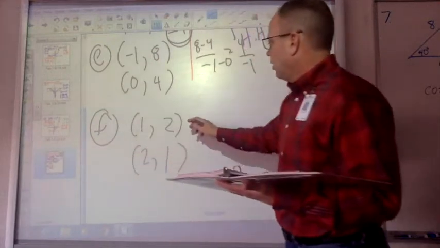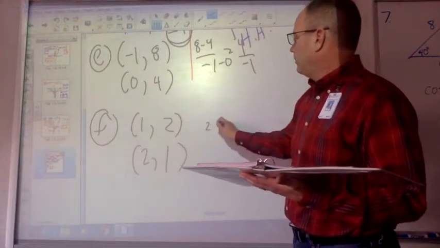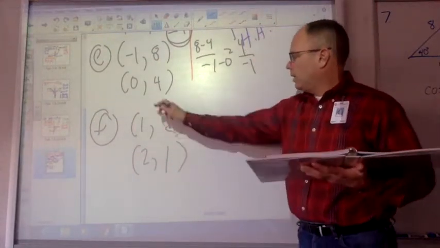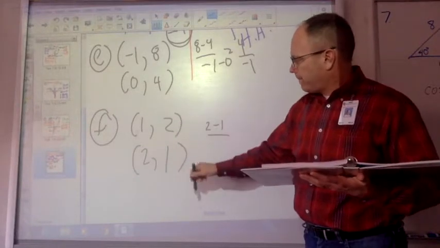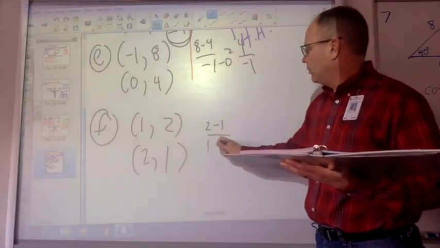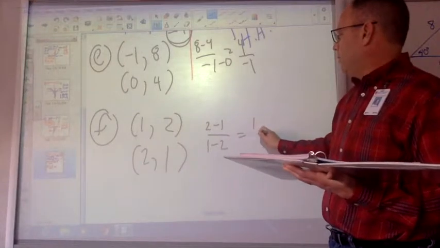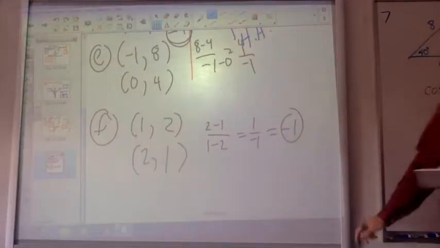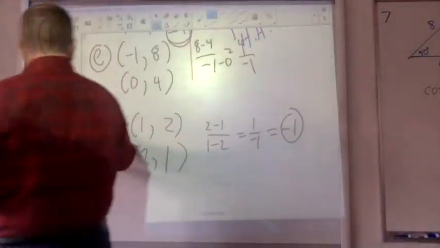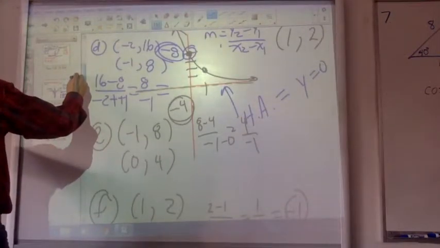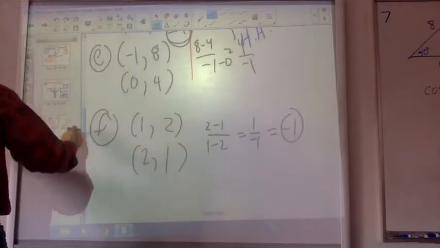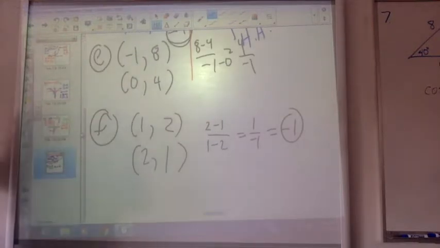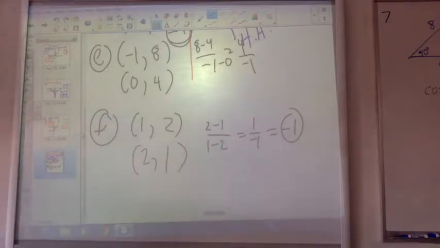Okay, let's find the slope here. 2 minus 1 over 1 minus 2. So I get 1 over -1. So the slope here is now -1. Notice our slope's changing. We started at -8, then -4, then -1. What do we notice about the rates of change?